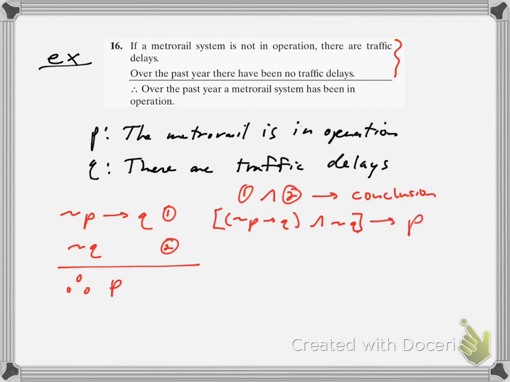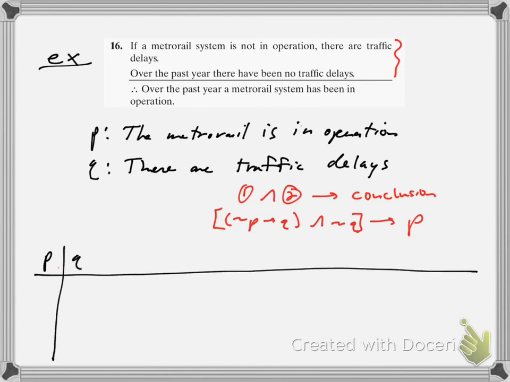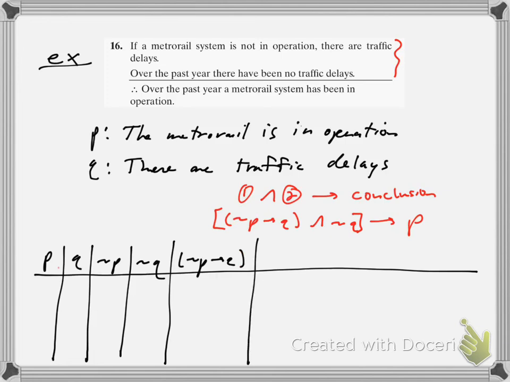So now I just need to erase a little of this because I don't need this anymore. I need to make my truth table now. So I get my P and my Q here. And I build this thing. So I'm going to need a not P, and I'm going to need a not Q. And then I build and do the inside here. I need a not P implies Q. Then I need a not P implies Q and not Q. And then I need my final, which is my if then statement right here. Okay?